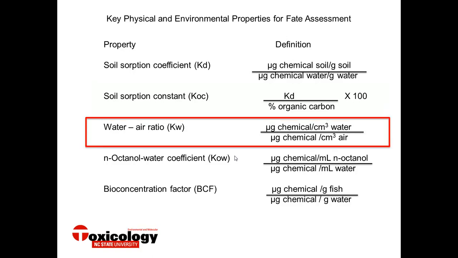Now, next, based on vapor pressure and the solubility of the toxicant, we can calculate the air-water ratio, or KW, by determining the concentration in the water versus the concentration in the surrounding air. This will tell us the propensity for the chemical to volatilize, thus moving from the water into the air. So if we have a low number, it's very volatile. If it's a high number, it's not.